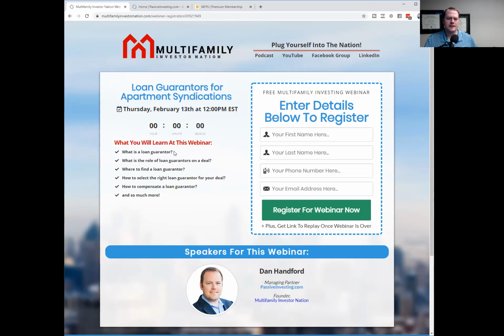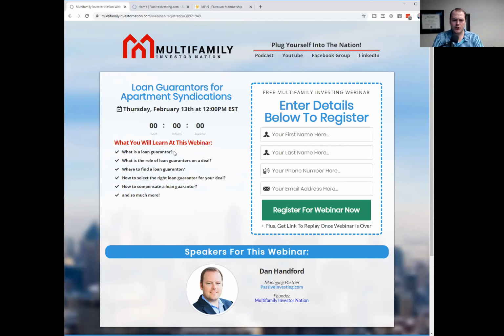So let's talk about the compensation for a loan guarantor. So how do you properly compensate a loan guarantor? There are two main ways that you can compensate a loan guarantor, and I actually prefer both of these on a project that I would be a part of. The first thing, which is the most common, is an equity split on the GP side. So if you have a deal that's 70% for investors, 30% for the general partnership, and of that 30% GP, you would give them 10 to 15% of that GP to be the loan guarantor.